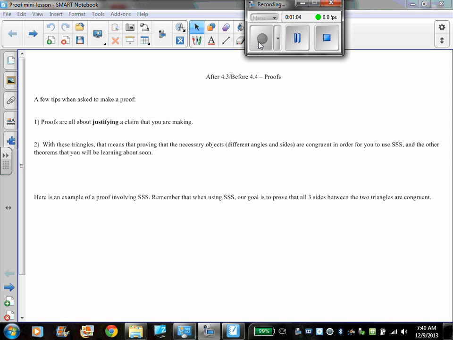So what you're going to need to just keep in mind is that you're looking to find parts of triangles that will help you prove that triangles are congruent. So what we're going to do is go through an example that uses side, side, side, and we'll talk about how to show that all three sides are the same between the two triangles.